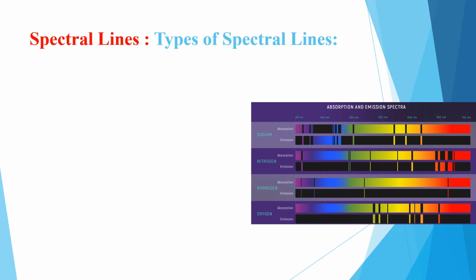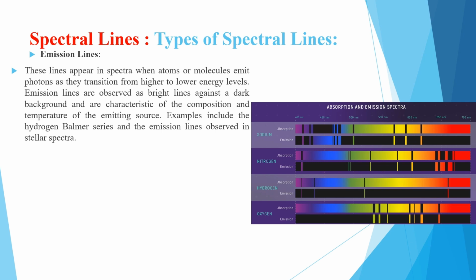Types of spectral lines. Now that we know what spectral lines are and their origin, we need to know the different types of spectral lines, starting with emission lines. These lines appear in spectra when atoms or molecules emit photons as they transition from higher to lower energy levels. Emission lines are observed as bright lines against a dark background and are characteristic of the composition and temperature of the emitting source. Examples include the hydrogen Balmer series and the emission lines observed in stellar spectra.